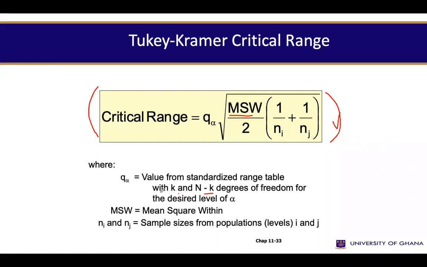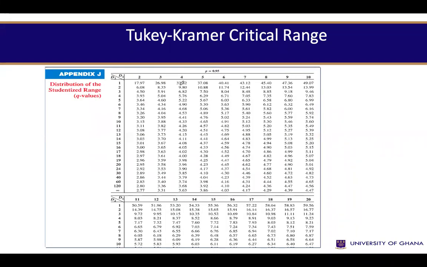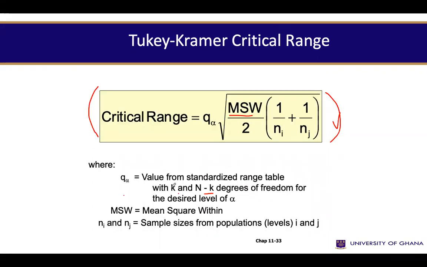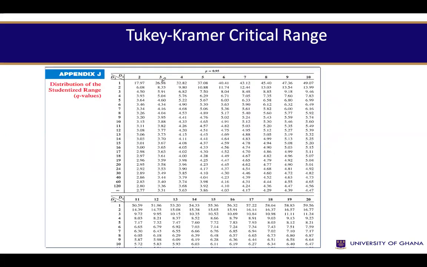So you read the degree of freedom. I think we have a sample here. It looks like this, having k degrees of freedom, and then n minus k degrees of freedom. So you see that here is our k, and then here is our n minus k, which was 12. Then when you read, you get 3.77. So that's how we got that value.